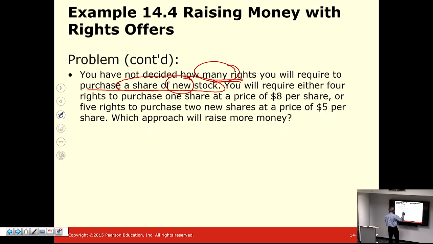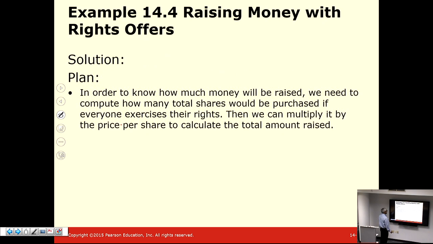You can either require four rights for one new share at a price of $8 per share, or 5 rights to purchase 2 new shares at a price of $5 per share. Which approach will raise more money? So let's take a look.